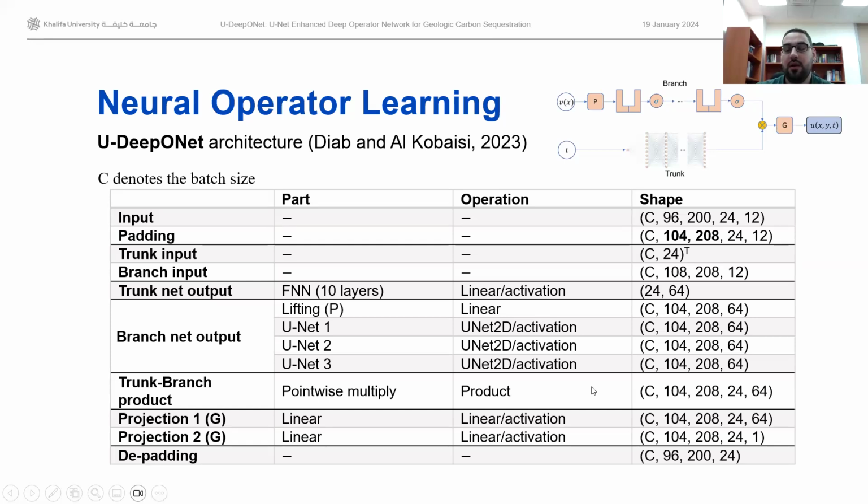We train two separate models for the saturation and the pressure buildup. In the pressure buildup model, we use the ReLU activation functions, and we use 96 channels. We map into 96 channels instead of 64.